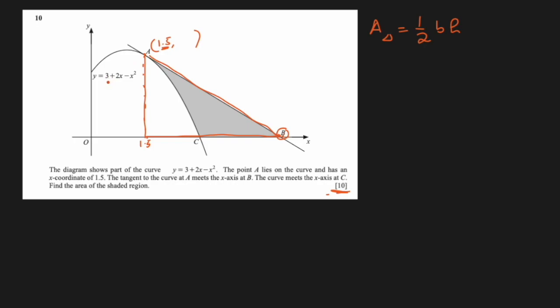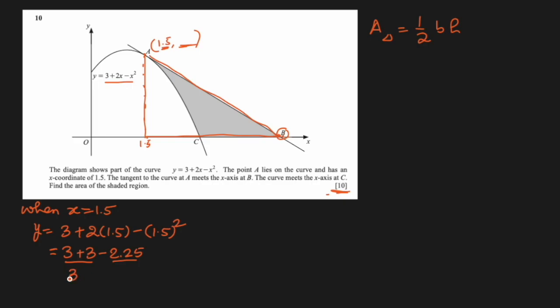So if I substitute x equal to 1.5 here, I'll get the y coordinate. That will become the height of the triangle. Let's do that one first. So when x is 1.5, y is 3 plus 2 times 1.5 minus 1.5 squared, which will be 3 plus 3 minus 2.25, 6 minus 2.25 will be 3.75. So the y coordinate and the height of the triangle is 3.75.